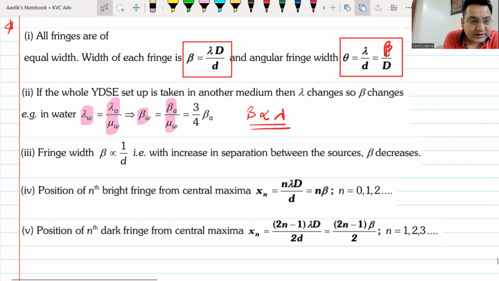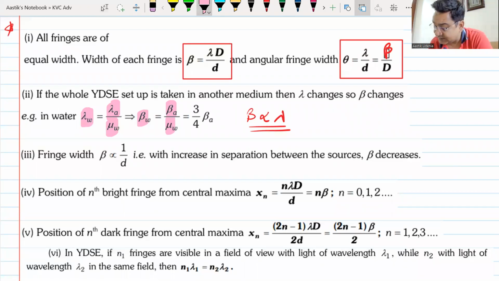Let me put it here because I think I can put it here. This is a very important question that I have seen: how many fringes will be seen if you change the wavelength of light? So remember, if you see n1 fringes with a wavelength of light lambda 1 in a certain space, we call it the field of view, then the number of fringes n2 with a wavelength lambda 2 will be given by n1 lambda 1 is equal to n2 lambda 2. Everyone has understood this? I'll give you a minute to note this down.